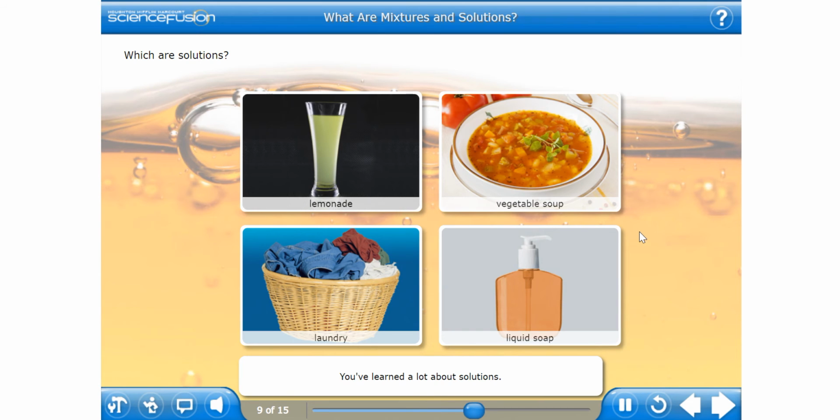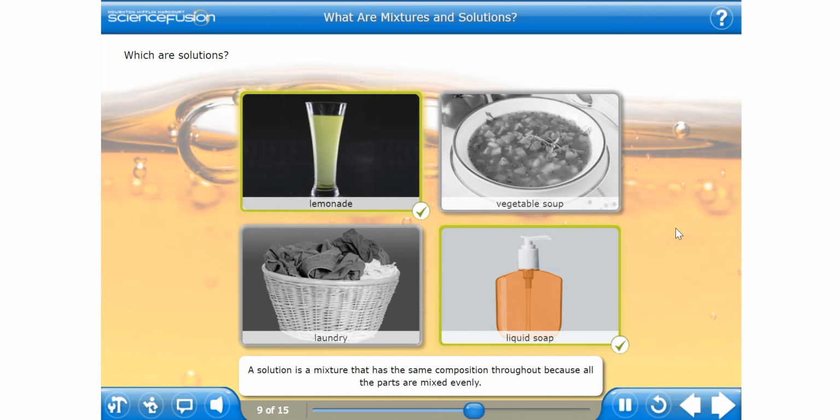You've learned a lot about solutions. See if you can find the solutions on the screen. Click your answers. Good job. Correct. A solution is a mixture that has the same composition throughout because all the parts are mixed evenly.